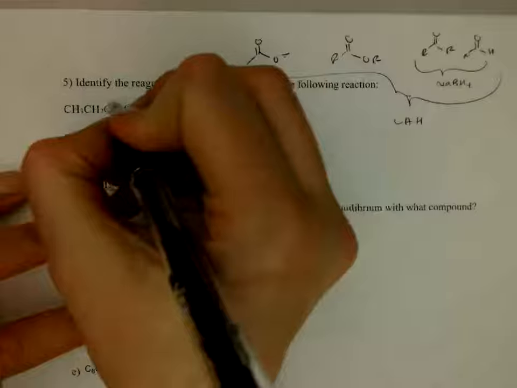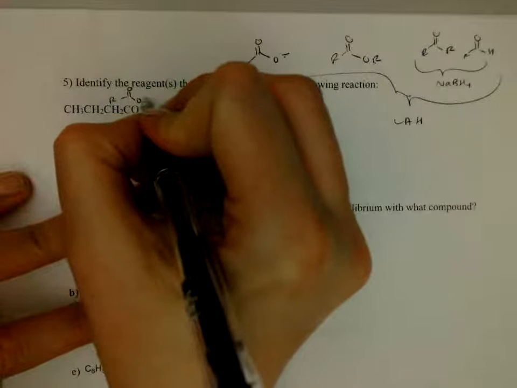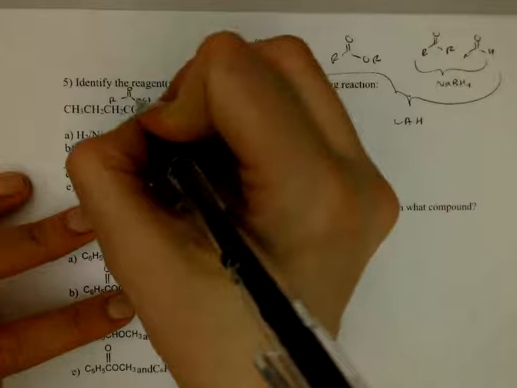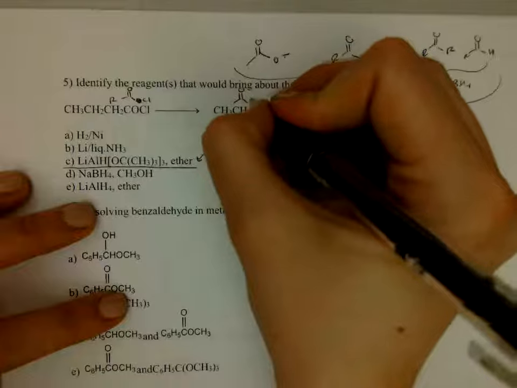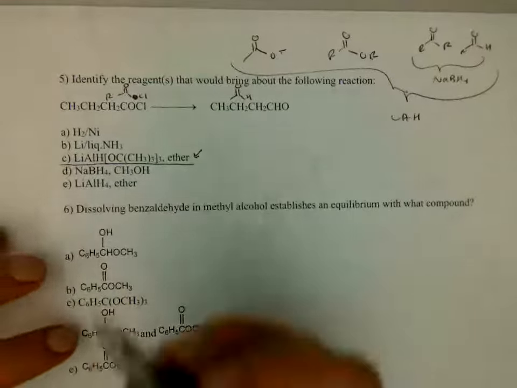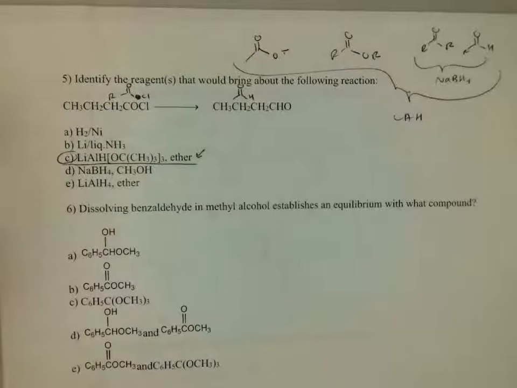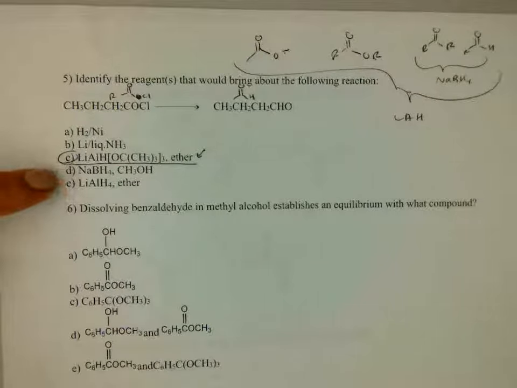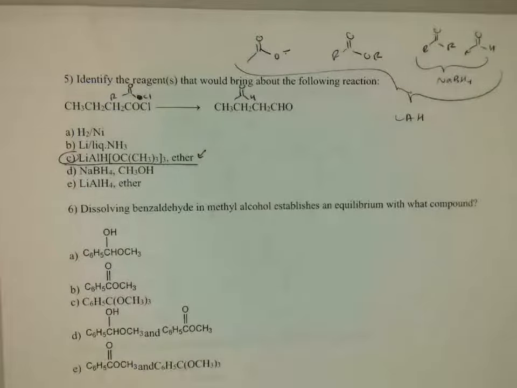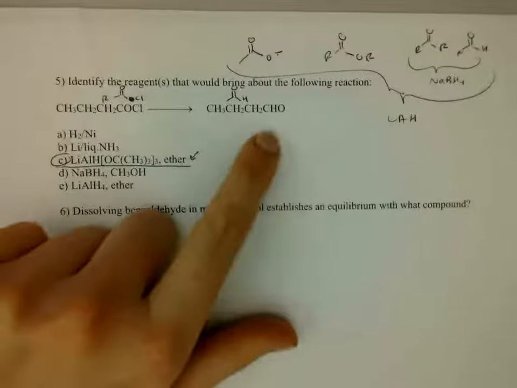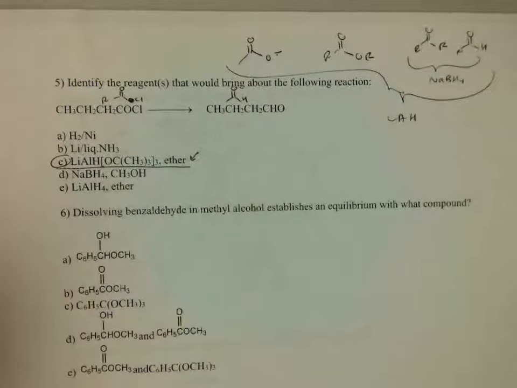So the only thing that would take you from this, oh, that shouldn't be an O there, it's just the Cl, to this would be C. NaBH4 would reduce all the way down to an alcohol. I guess that would be a primary alcohol. And LAH would go all the way down. But this is specially designed to take acyl chlorides to the aldehyde. So it's going to stop at the aldehyde phase. So if you ever see an acyl chloride being reduced down to an aldehyde, it's that.